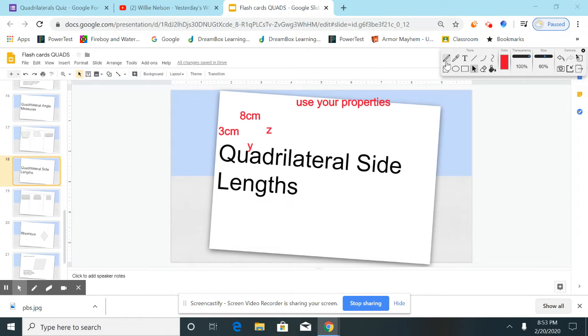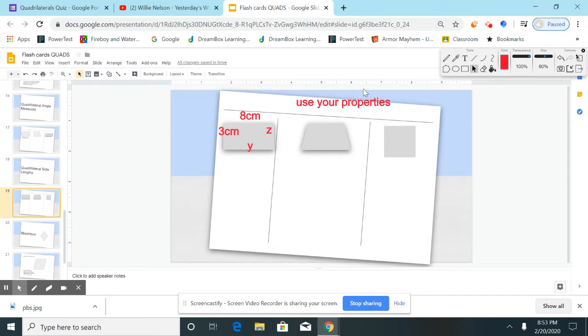So if you could flip it over on the back, you're going to have three shapes: a rectangle, trapezoid, and a square. So rectangle, trapezoid in the middle, and then a square on the right. And on the top, just write use your properties. That is how you're going to find the missing side lengths. This is not difficult at all.